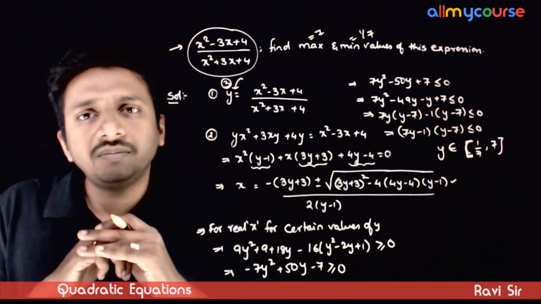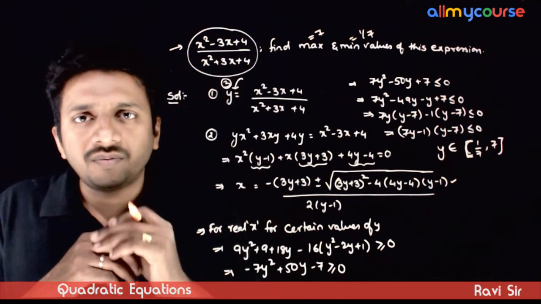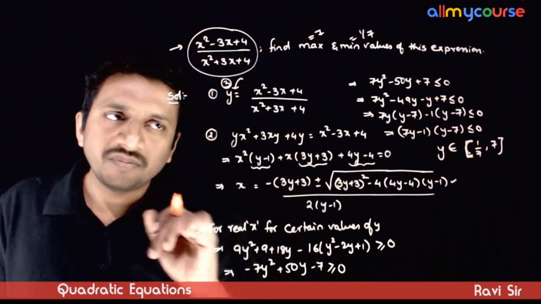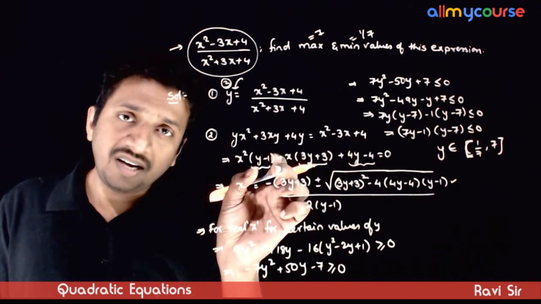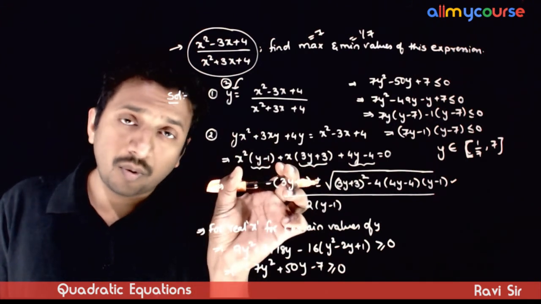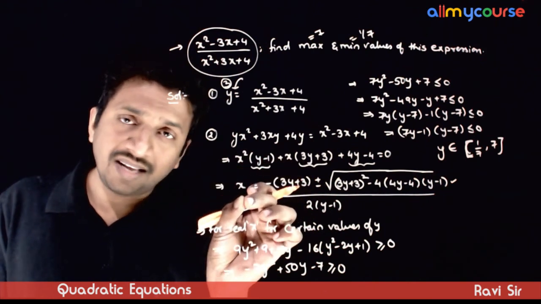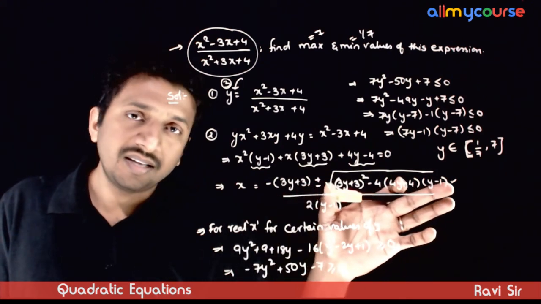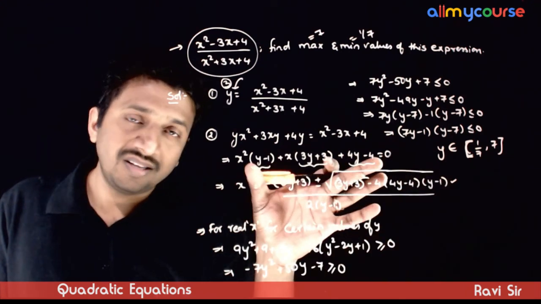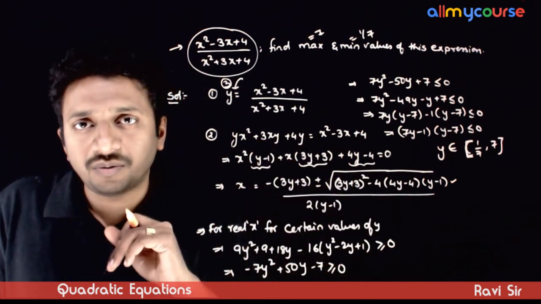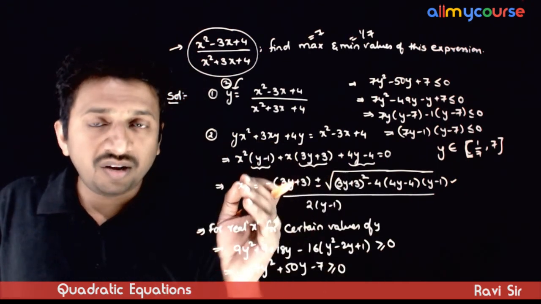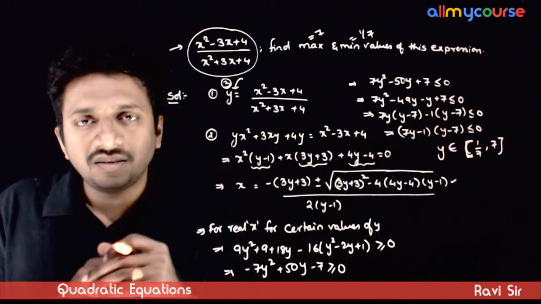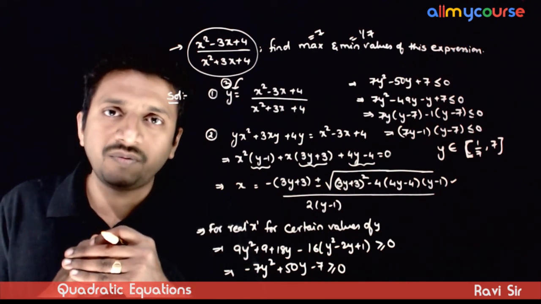So this is a standard algorithm to find the maximum and minimum values of a quadratic rational. First you assume the rational as y, you do the cross multiplication, and create a quadratic equation in x. Write x as minus b plus or minus root of b square minus 4ac by 2a, and the discriminant of this equation has to be greater than or equal to 0 for an x to be defined corresponding to a y. Once you solve the inequality, you get the limits of y. From the limits you get the maximum and minimum values of the expression.